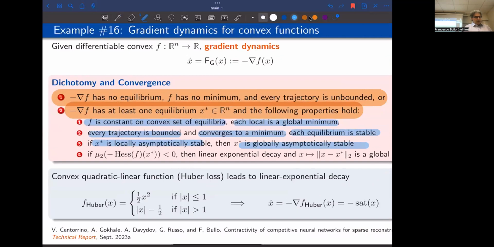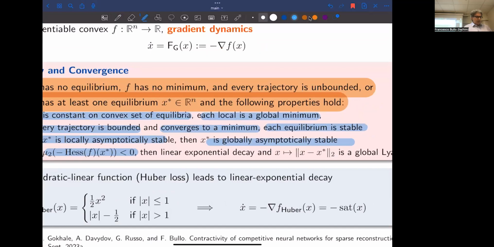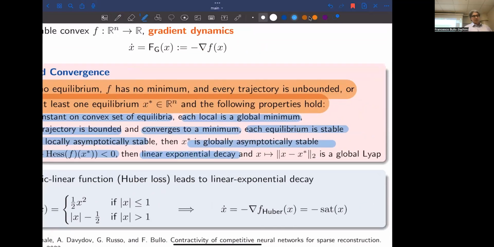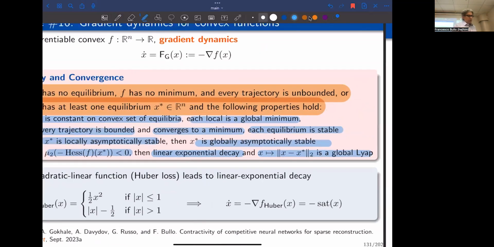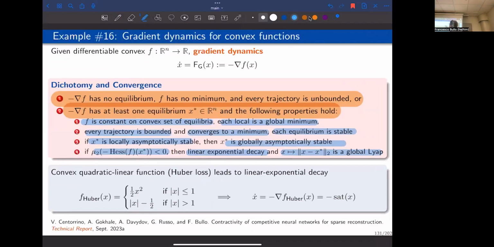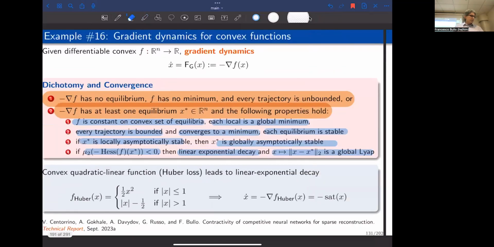And clearly, if you compute the Hessian and the Hessian is strictly negative, then you have these things that I've been describing for you, that is, linear exponential decay. And the distance to the equilibrium is a global Lyapunov function. So this theorem here about gradient dynamics, gradient descent for convex functions, is based on the theorem for weakly contracting systems, but it also uses a little bit more information. Not every one of these points is one that works in general. Just wanted to be clear. All right. Very cute, very cute.